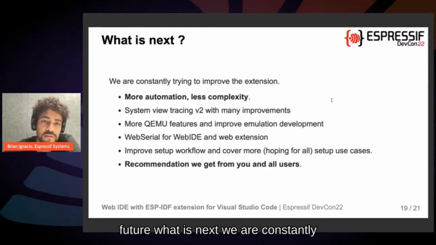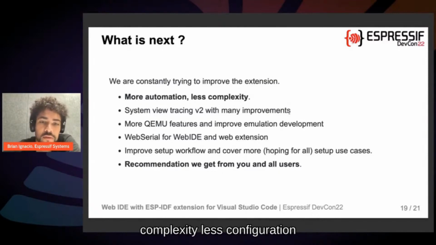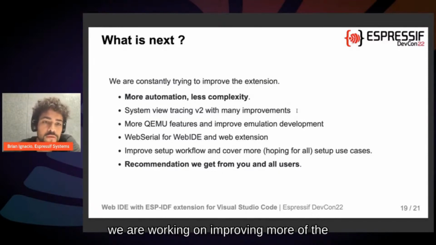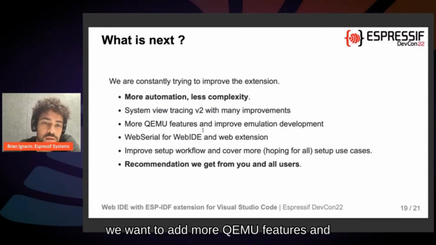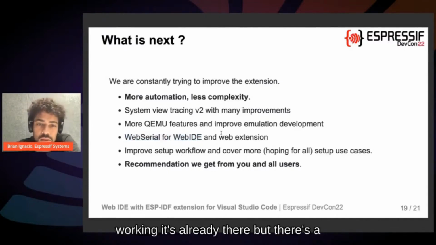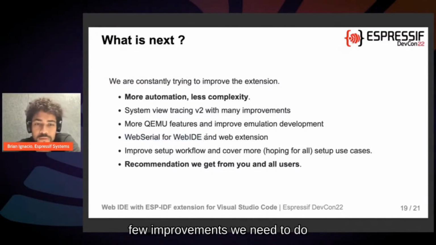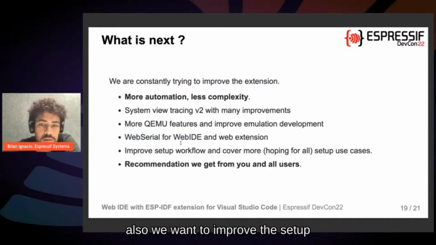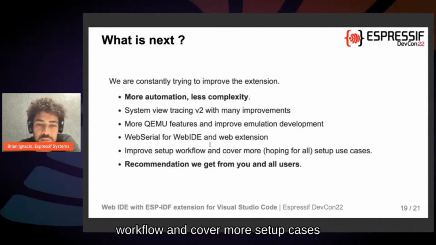What is next? We're constantly trying to improve the extension. We're trying to automate more, with less complexity and less configuration. We are working on improving more of the system view tracing. We want to add more QEMU features and improve the emulation development. As you saw, the web serial for Web IDE is working. It's already there, but there are a few improvements we need to do. Also, we want to improve the setup workflow and cover more setup cases.